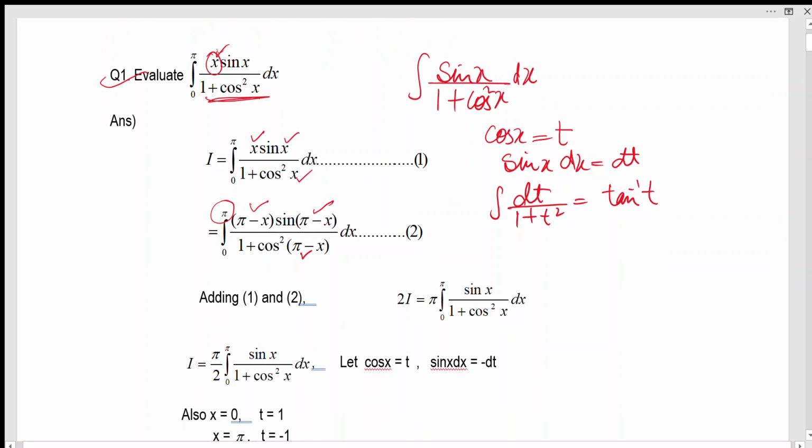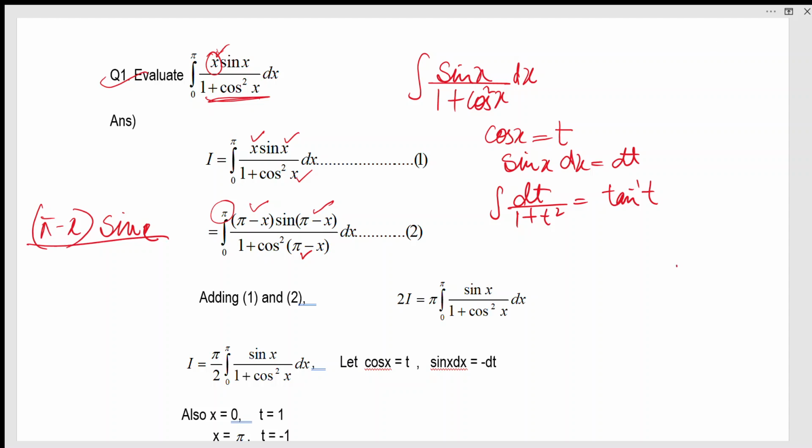Now see what happens. When you apply the property, pi minus x, this is as it is. Sin of pi minus x, second quadrant, it will be sin x. Cos of pi minus x, cos of 180 minus theta lies in the second quadrant. In the second quadrant cos is negative, but I have square over here, so this will become cos square x. So see, my denominator remains the same after applying the property. So you only apply the property when the denominator remains the same. I have applied the property.